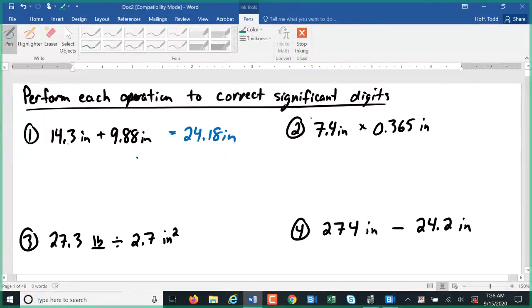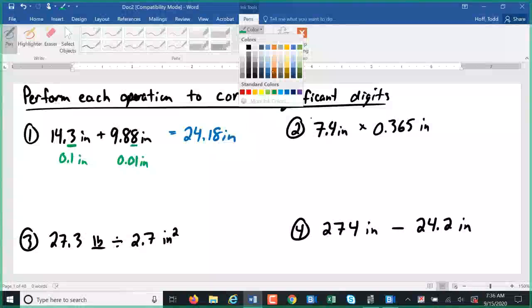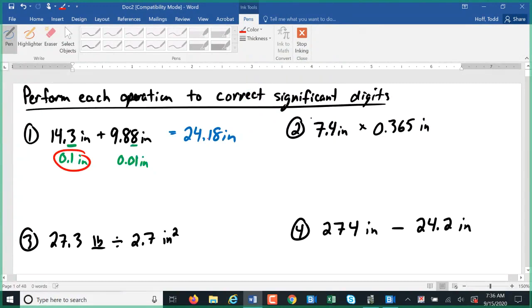Our first number here, 14.3, remember addition and subtraction worry about precision, which is the place value of that smallest significant digit. This is significant, this is precise to the tenth, so that's 0.1. This is precise to the hundredth, that's 0.01. Well, we are worried about the less precise number, which is the tenth. So our answer here is rounded to the tenth. So that 8 says we round that up to 24.2 inches to the correct significant digits.